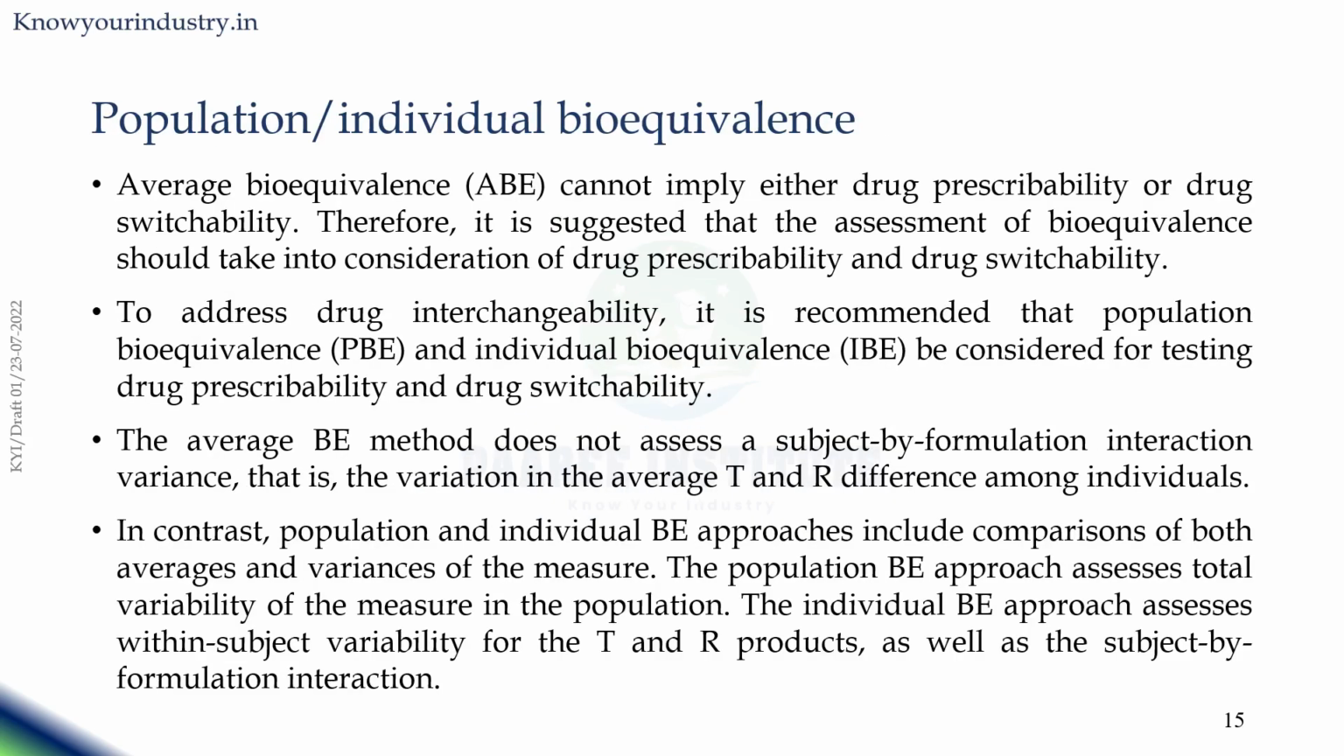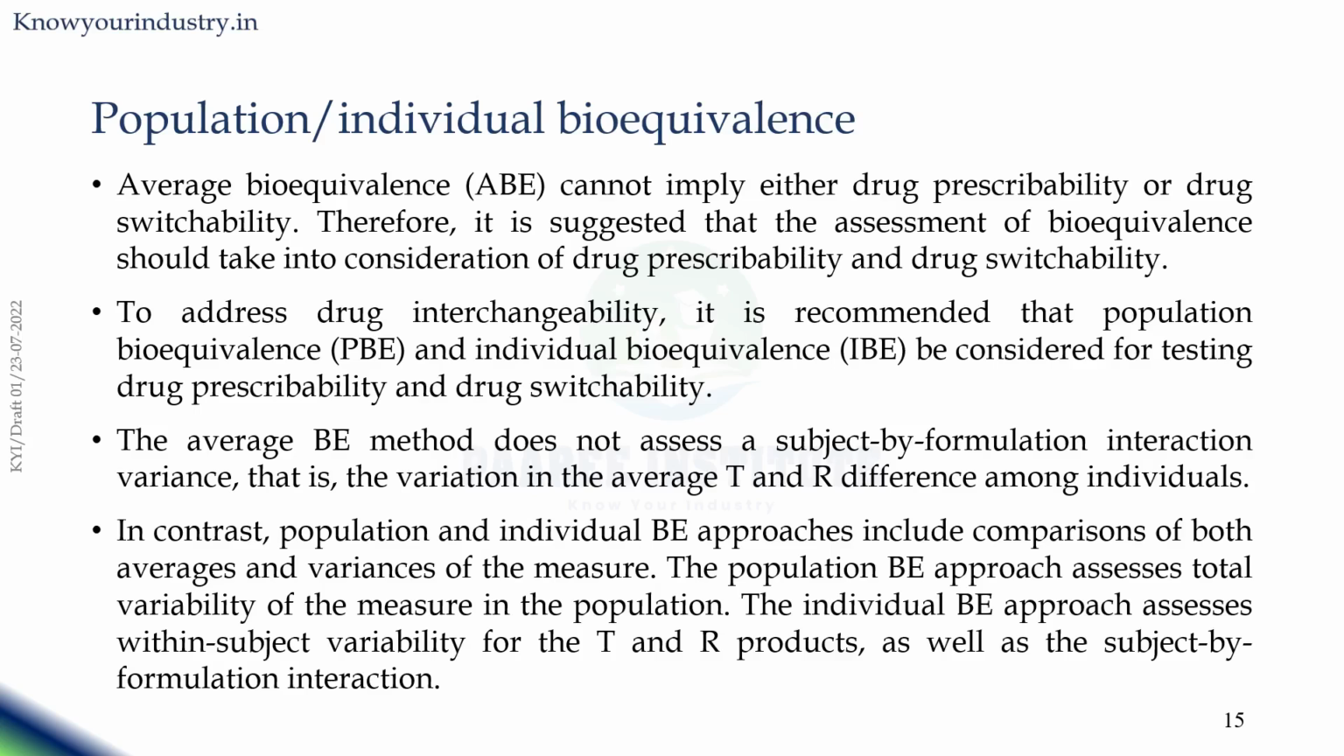Now, what is the relation between the population and individual bioequivalence and drug switchability and prescribability? Average bioequivalence cannot imply either drug prescribability or drug switchability. Therefore, it is suggested that the assessment of bioequivalence should take into consideration drug prescribability and drug switchability. To address drug interchangeability, it is recommended that population bioequivalence and individual bioequivalence be considered for testing both drug prescribability and switchability. The average bioequivalence method does not assess the subject-by-formulation interaction variance, that is, the variation in the average T and R difference among individuals.